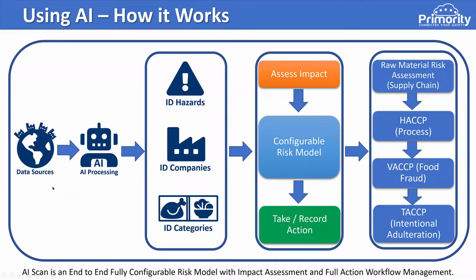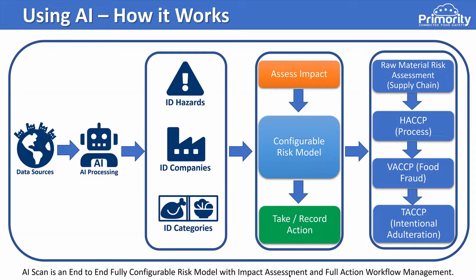So this is the model of the solution that we've actually built. In our original project, our AI scan project, we took all these data sources and we used AI to process that data. And using that, we are able to identify what hazards have happened historically and are happening now. We can also identify which companies are affected by those hazards, and we can identify the categories of food products which are affected by those hazards. We can feed this into a configurable risk model and do things like assess impact and take and record action on that.